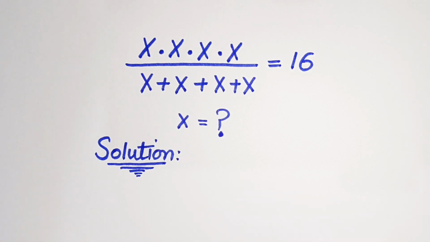Today we have a nice algebraic problem: x times x times x times x, all over x plus x plus x plus x, is equal to 16. So we have to find all possible values of x here.